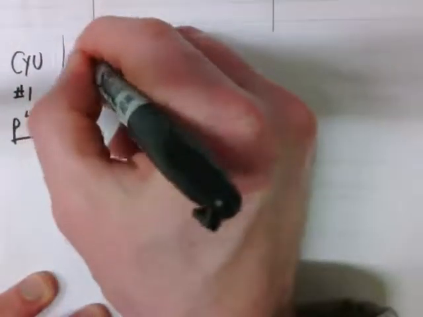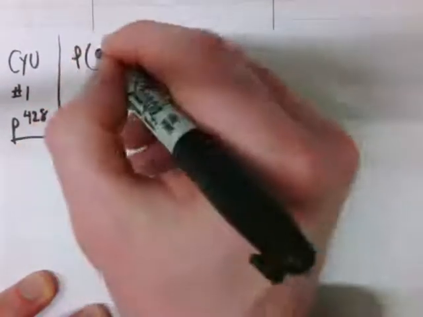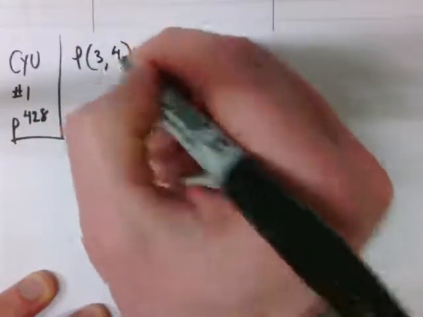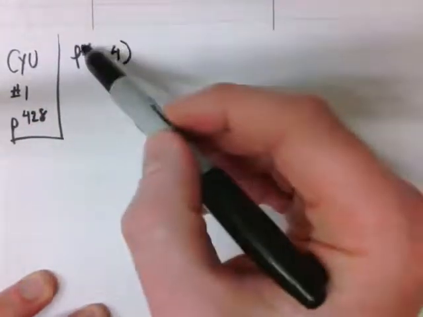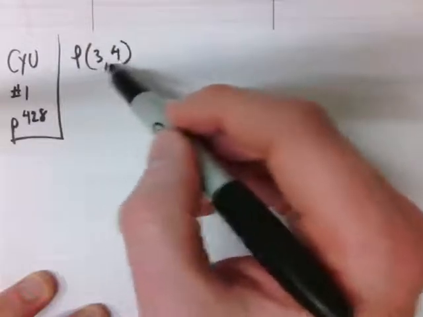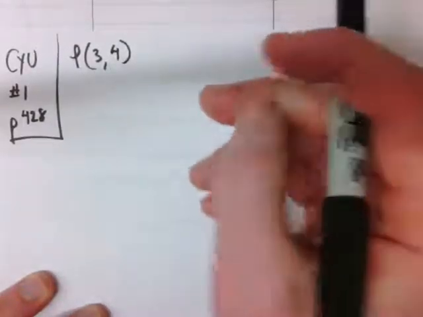CYU number 1, page 428. It says the point P is (3, 4). It's giving us a point, and just giving it a letter to identify it. If there are a bunch of points, P, Q, R, doesn't matter. These are the coordinates of that point.